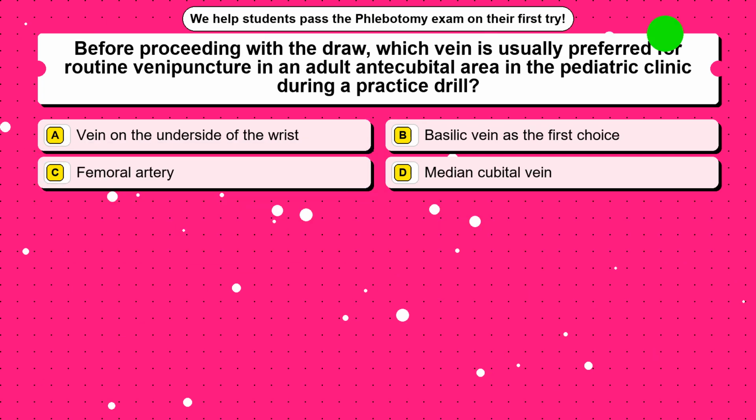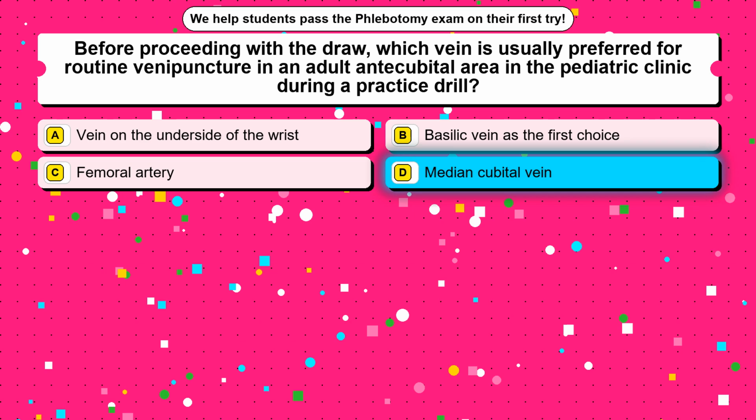Question 19. Before proceeding with the draw, which vein is usually preferred for routine venipuncture in an adult antecubital area in the pediatric clinic during a practice drill? Option A. Vein on the underside of the wrist. Option B. Basilic vein as the first choice. Option C. Femoral artery. Option D. Median cubital vein. The correct answer is option D.